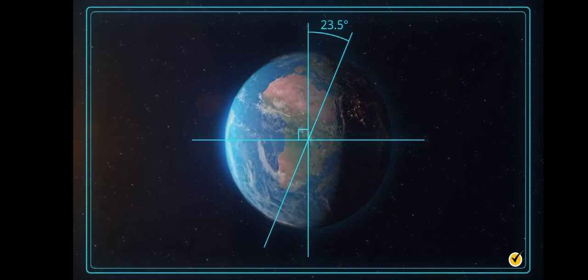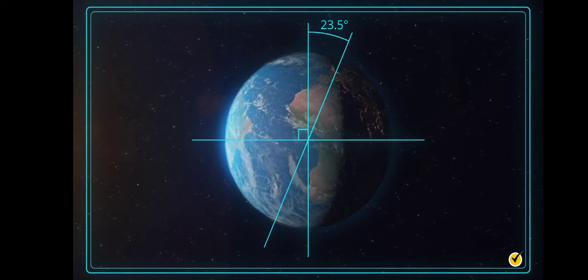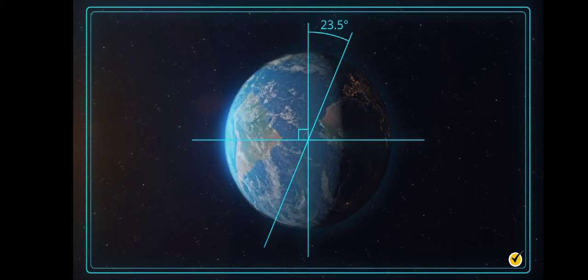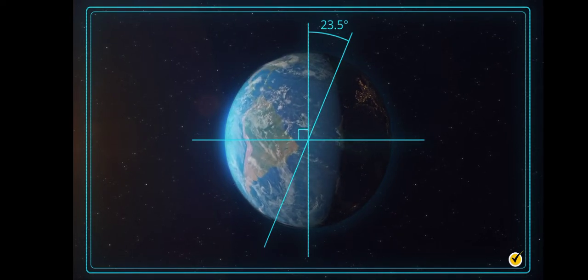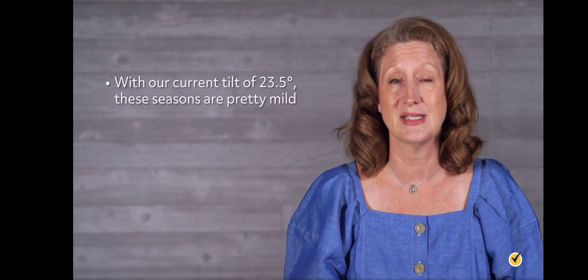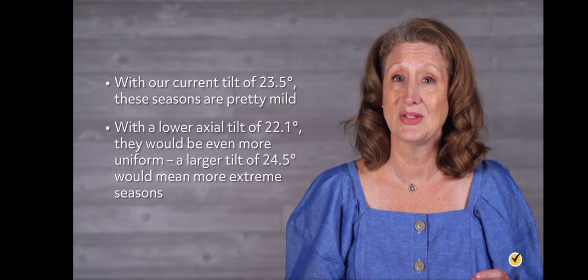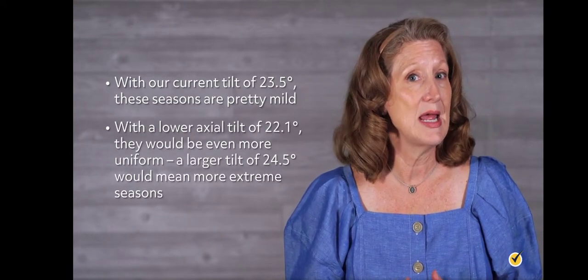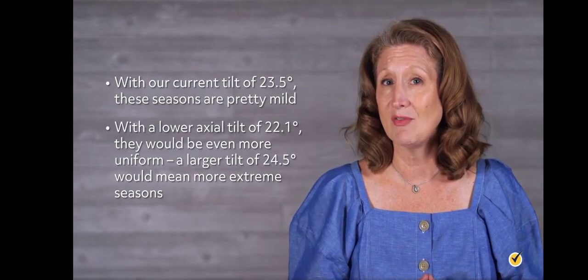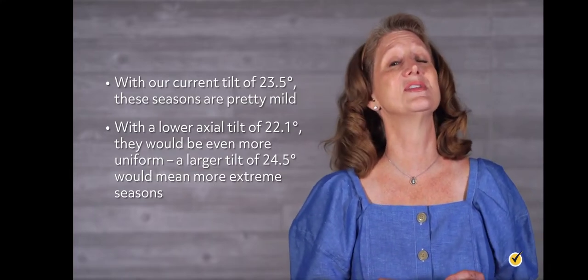You might have heard before that Earth's tilt is what allows our planet to have different seasons. If you're in the northern hemisphere, you'll have winter when it's cold, summer when it's hot, and spring and fall in between. With our current tilt of 23.5 degrees, these seasons are pretty mild. With a lower axial tilt of 22.1 degrees, they would be even more uniform. A larger tilt of 24.5 degrees would mean more extreme seasons. Let's take a look at why this is.